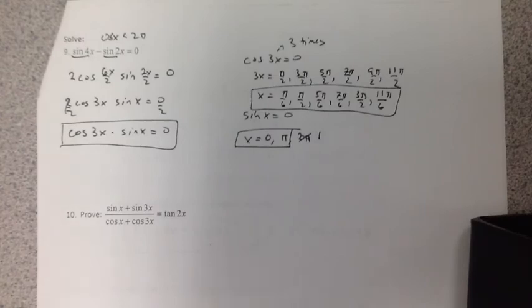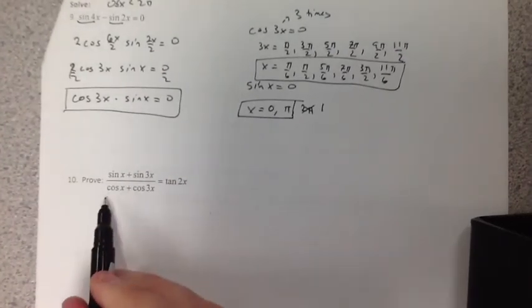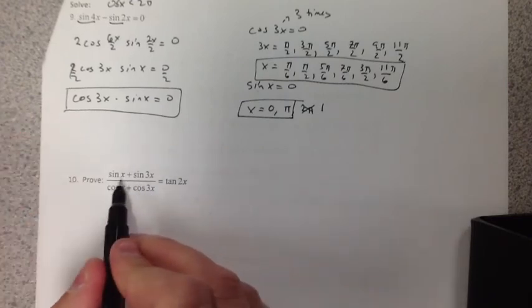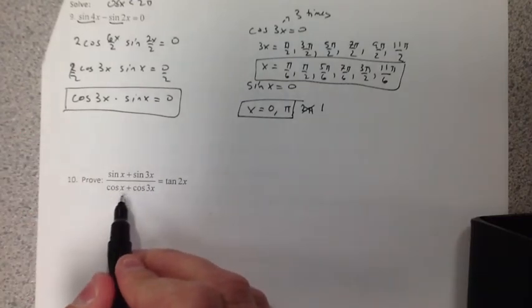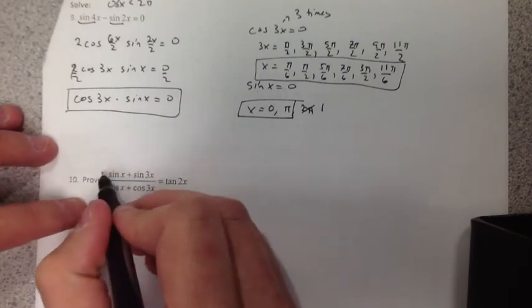All right, now, last one. Very easy to do. Redo this one if you need to. This is a good one to redo, okay? All right. The next one, we want to prove that the sine of x plus the sine of 3x over the cosine of x plus the cosine of 3x equals the tangent of 2x. It's just rewriting them.